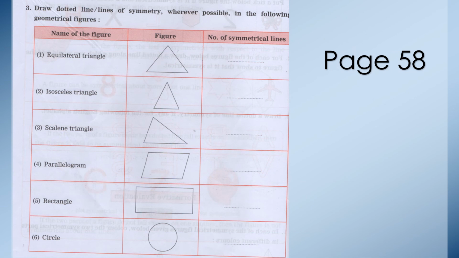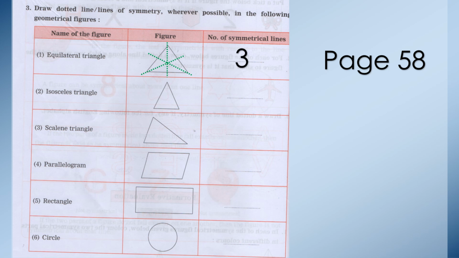Draw dotted line or lines of symmetry wherever possible in the following geometrical figures. Equilateral triangle. Let us draw a symmetrical line. We draw one more symmetrical line. Yes, we can draw one more symmetrical line. So the number of symmetrical lines is 3.